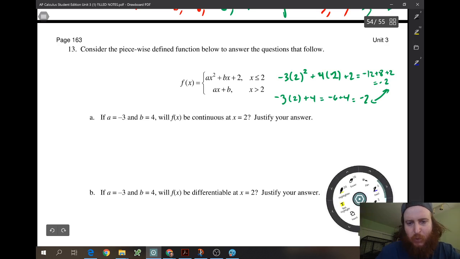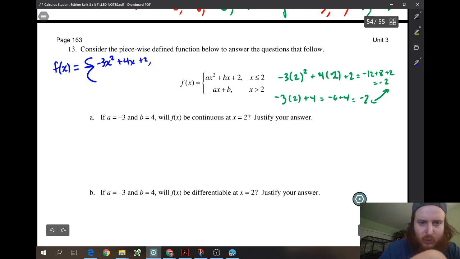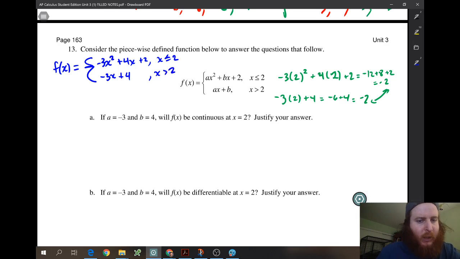Now, before I do that, I'm going to rewrite f of x and plug in a and b. So we're going to have negative 3x squared, this is going to be easier to look at, plus 4x plus 2 when x is less than or equal to 2. Then we're going to have negative 3x plus 4 when x is greater than 2. So I know my answer is continuous because I kind of cheated. I just plugged them in. But I have to prove it with my 3 rules.